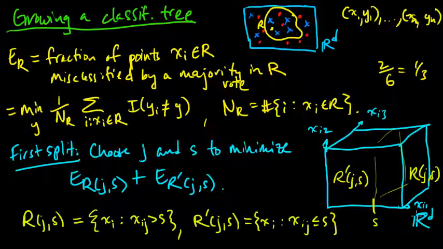So we're going to choose the split that minimizes this quantity, using this definition here for the error. This is the error on the R' region, and this is the error on the R region.